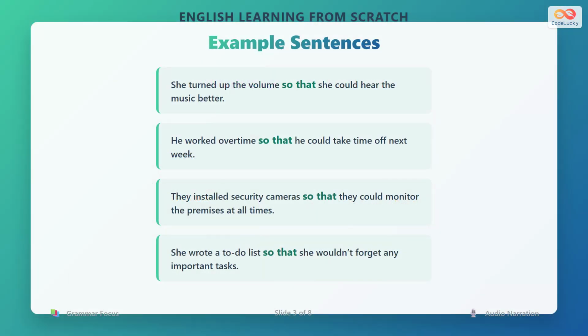Listen to these examples. She turned up the volume so that she could hear the music better. He worked overtime so that he could take time off next week. They installed security cameras so that they could monitor the premises at all times. She wrote a to-do list so that she would not forget any important tasks.